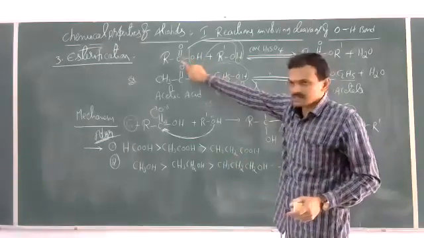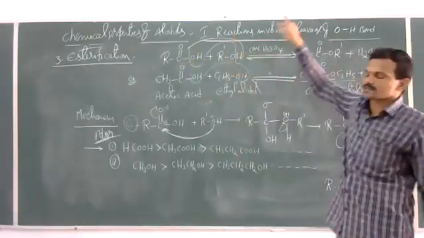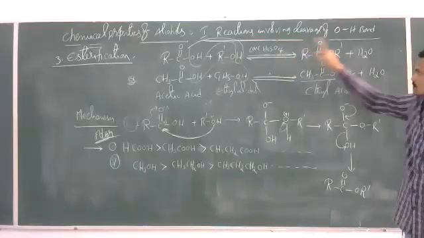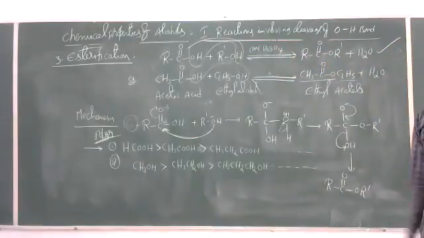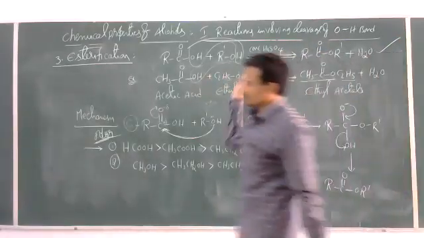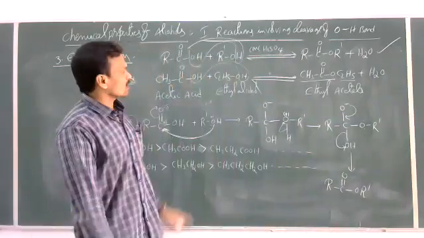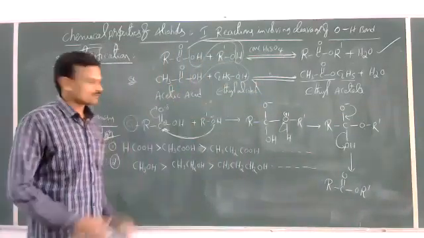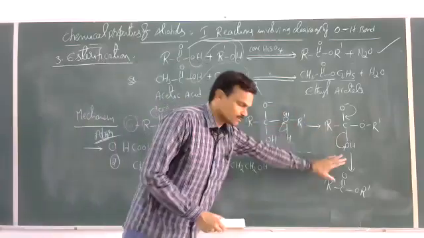So carboxylic acid reacts with alcohol in the presence of a few drops of H2SO4 to give ester plus water. This is an example: acetic acid reacts with alcohol to give ethyl acetate plus water. This is an approximate mechanism.